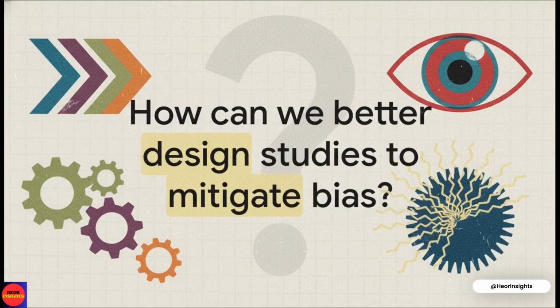And all of this brings us to a final, forward-looking question for our entire field. How can we get better at designing our real-world studies right from the beginning so we can anticipate and actually reduce the very biases that we know a tool like ROBINS I is designed to find?